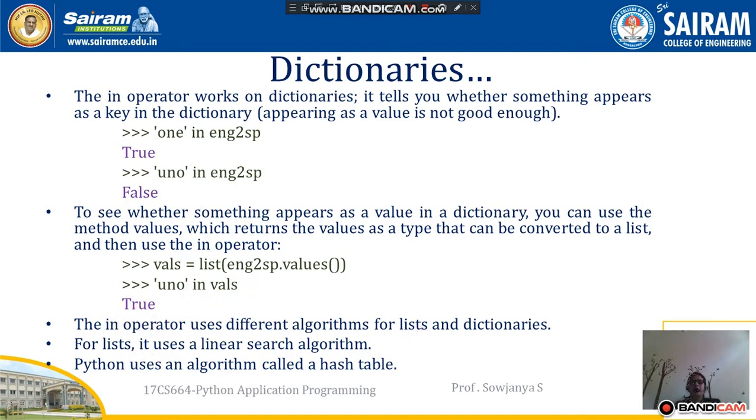Finally, we can say the in operator uses different algorithms for lists and dictionaries. For lists it uses the linear search algorithm, and for dictionaries Python uses the hash table algorithm. So this is all about the basic details of dictionaries.